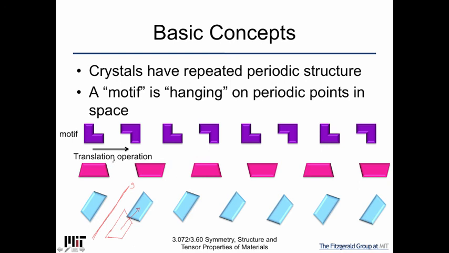The important one is the most simple one we're going to start off with, which is a translation operation. It simply moves objects from one point to the other, and depending on what you choose to be the points in space, you can pick different kinds of translations, which we'll talk about. So these are basic concepts. Motifs hang on the points that are described by the translation operation.